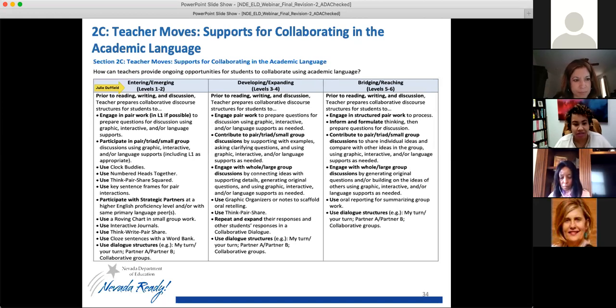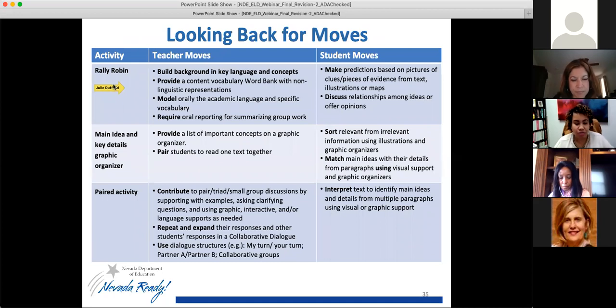Next slide, please. So as we look back through our lesson, we have aligned our activities and supports with the teacher and student moves from the ELD framework. The student and teacher moves in general were developed so that students can build their critical thinking, analytical, collaborative, and discussion skills. So these moves are designed to cultivate students who are confident, articulate, and expressive.